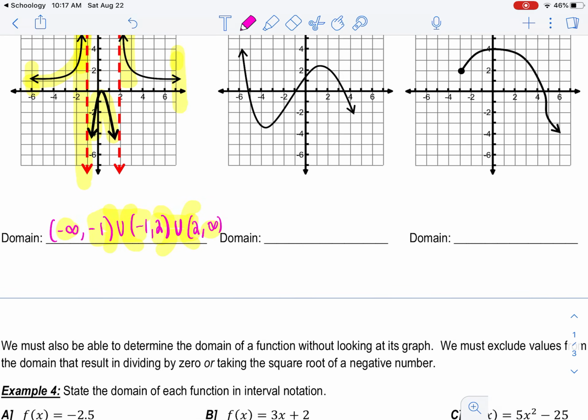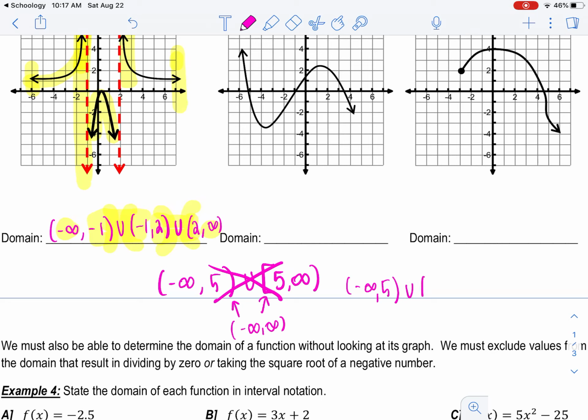So really quickly, something that doesn't make sense if you ever write it down. If I wrote down something like negative infinity to 5, don't include 5, union 5 to infinity including 5. This is contradicting itself. This is saying don't include 5, but include it. So if you're ever in a situation where you see that, that is including 5. There's a value at 5, so it'd just be negative infinity to infinity for this one. Okay? If it looked like this, negative infinity to 5, union 7 to infinity, that's fine because all values between 5 and 7 are not included.